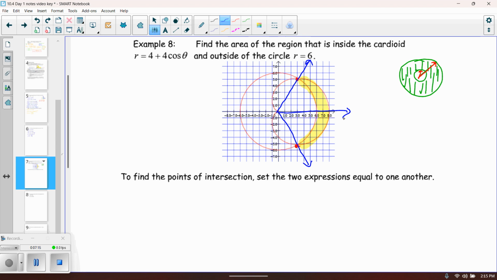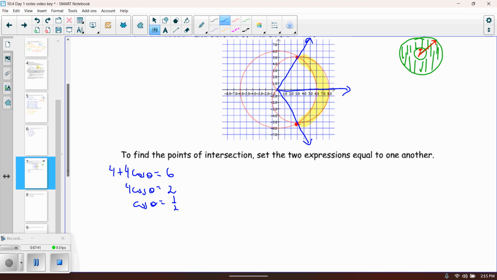So how do we find the intersection? Just like you would find the intersection of any other two functions, you set them equal to each other and solve. So we have 4 plus 4 cosine theta equal to 6. Subtracting 4 on both sides, we get 4 cosine theta equal to 2, so cosine theta is 1/2. Noticing that this is in the first quadrant, we don't need to worry about all the other theta values. Cosine of pi over 3 gives us that 1/2, so we're going to go from 0 to pi over 3 for our integral.